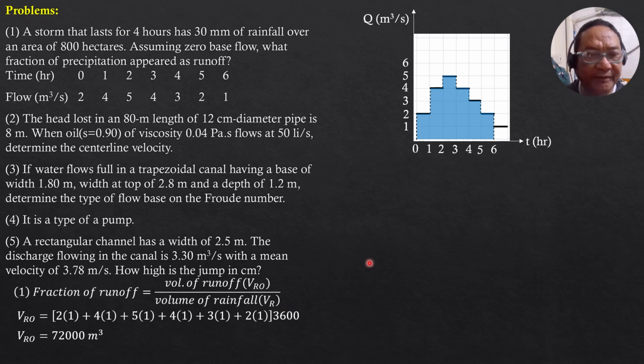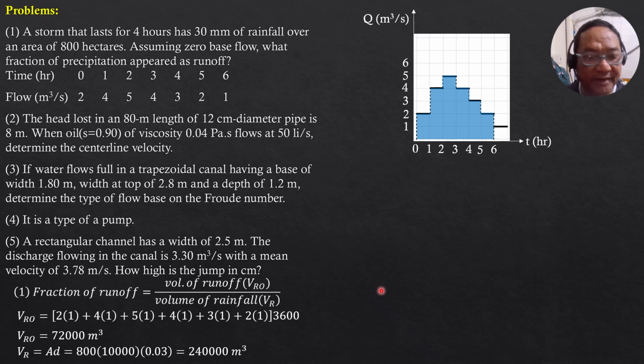The volume of rainfall is simply the area, 800 hectares. Convert this to square meters: 1 hectare is 10,000 square meters. Then times the depth, which is 0.03 meter. So area times depth, 800 times 10,000 square meters times 0.03, and that is 240,000 cubic meters.